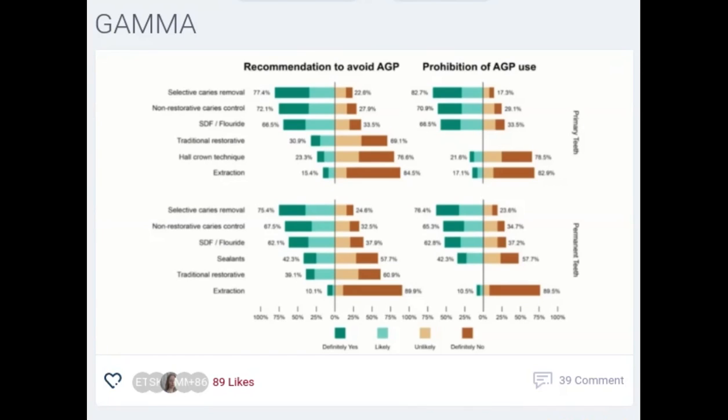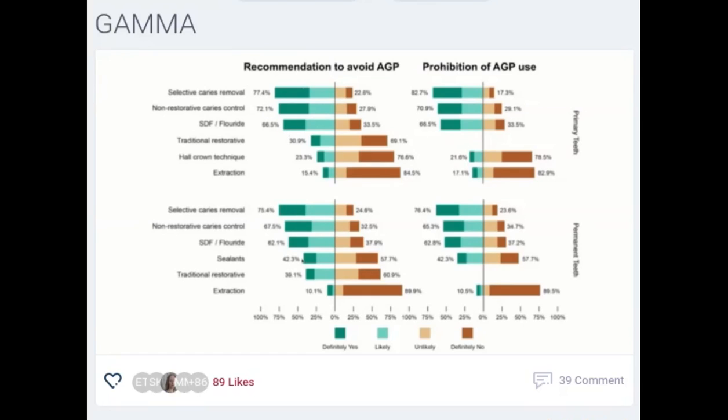We also wanted to see what kind of caries treatment Latvian dentists are ready to do in case of those two situations. And we see that this traditional restorative treatment would be chosen... the upper diagrams are for primary teeth and the lower for permanent teeth. So we see that for primary teeth, only 1/3 of dentists would choose traditional restorative treatment for caries. Instead, they are willing to use minimally invasive and non-invasive caries treatment methods.